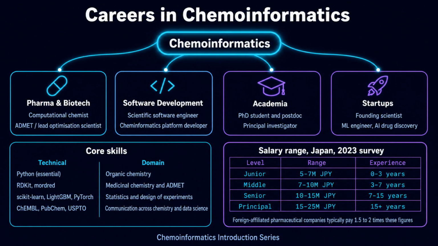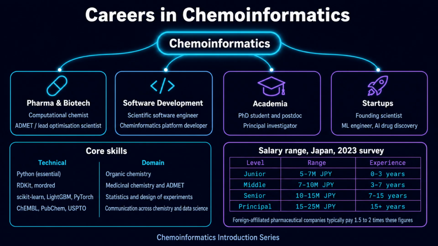Chemoinformatics opens exciting career paths. In pharma and biotech, you might work on drug discovery pipelines, lead optimization, or ADMET prediction. Software development roles include contributing to tools like RDKit, building platforms for computational chemistry, or developing new AI models. Academia offers opportunities in research, teaching, and publishing cutting-edge methods. The startup world is booming with AI drug discovery companies raising billions in funding.